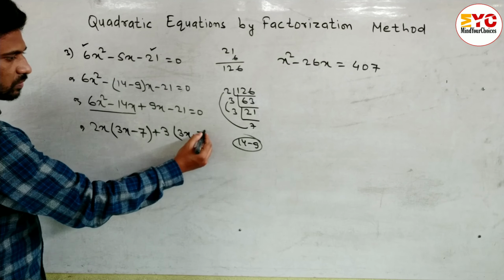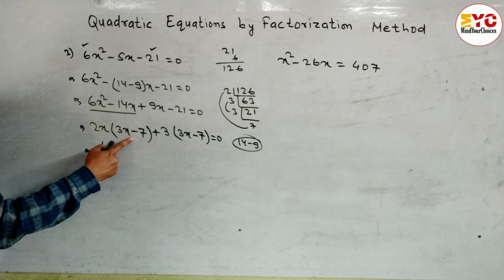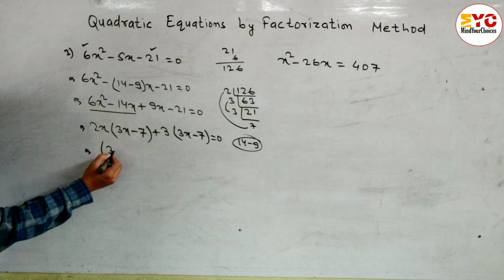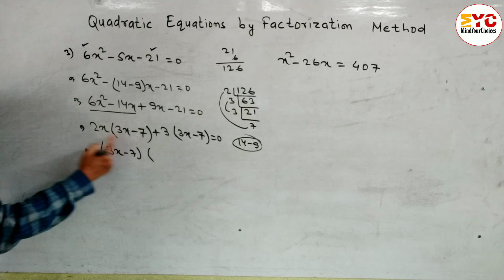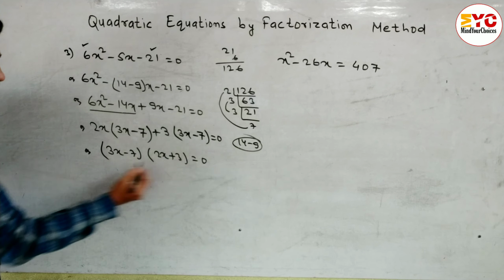3 7s are 21 is equal to 0. Hope you understand up to here. Now 3x minus 7 and 2x plus 3, so we have to write here 2x plus 3 is equal to 0.